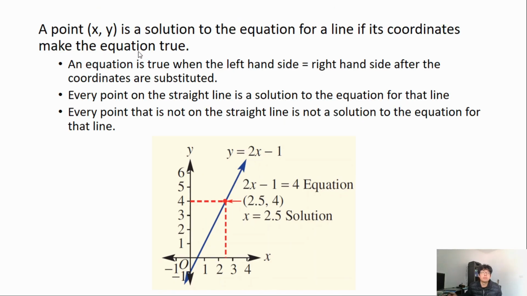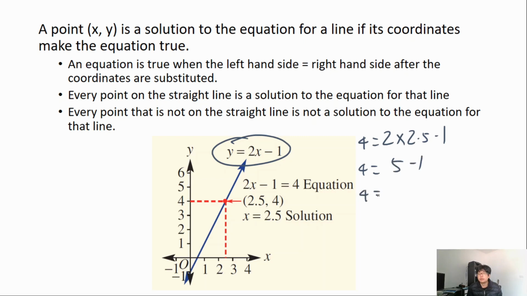And adding on to that, a point (x, y) is a solution to the equation for a line if its coordinates make the equation true. So an equation is true when the left hand side equals the right hand side after the coordinates are substituted. In this case, we have the rule y equals 2x minus 1. If we substitute these points into the equation, 4 into y, 4 equals 2 times 2.5 minus 1. That gives me 4 equals 5 minus 1, and 4 equals 4 here. So in this case, the left hand side, or LHS, and the right hand side, RHS, are equal. They're 4 on both sides.